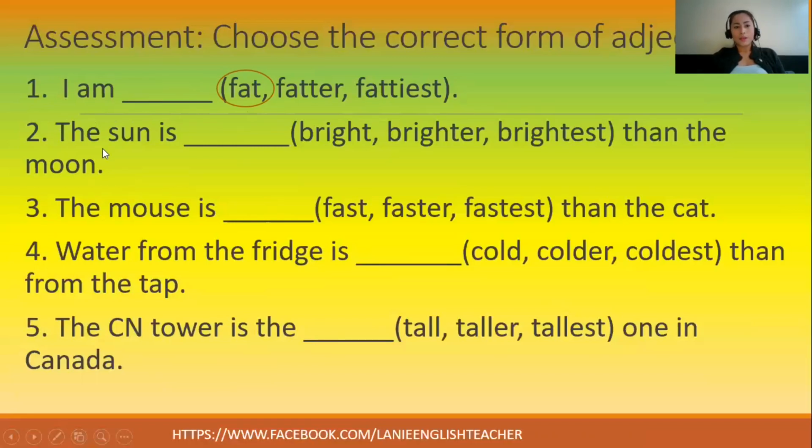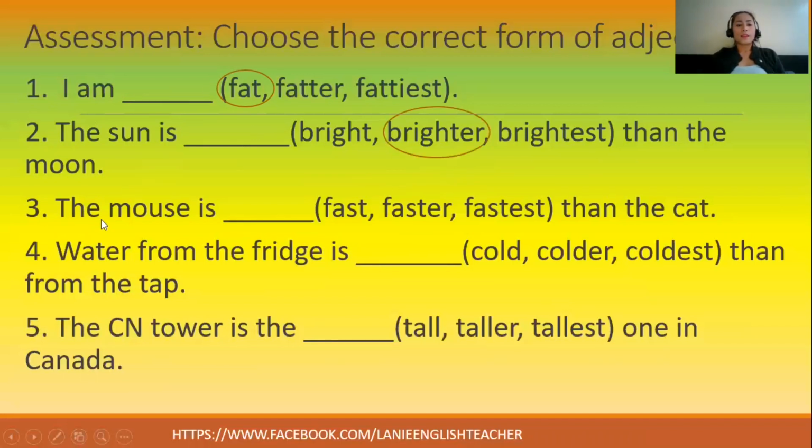Number 2, the sun is blank than the moon. So there are two comparisons here. Sun is compared to the moon. So obviously, the answer will be, what do you think? Bright, brighter, brightest. Perfect. The correct answer is brighter.